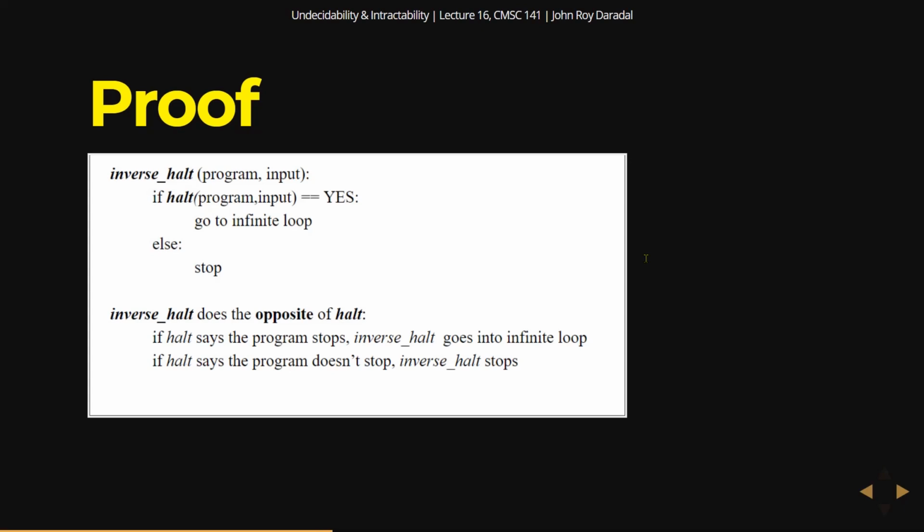we'll create another program or algorithm called inverse halt, and it works like this. It's also given a program and an input as the two parameters, and it will basically do the opposite of halt. So if halt of program and input is equal to yes, inverse halt will go on an infinite loop. If the program stops on this input, inverse halt will go on an infinite loop. But if halt of program and input is equal to no, then inverse halt will stop. So basically it will do the opposite of halt.